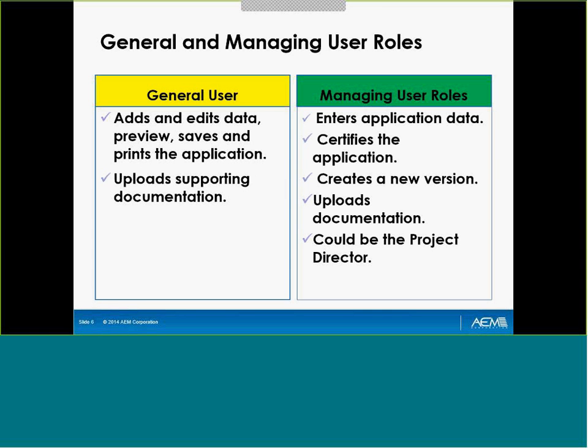There are 3 types of user roles that an applicant's account can permit: general user, managing user, and certifying official. A general user may submit student count or application data to help complete the application, but they cannot submit the application by certifying it. They cannot create new versions to replace what has been submitted, but the permissions do allow these users to upload the required forms into the system.